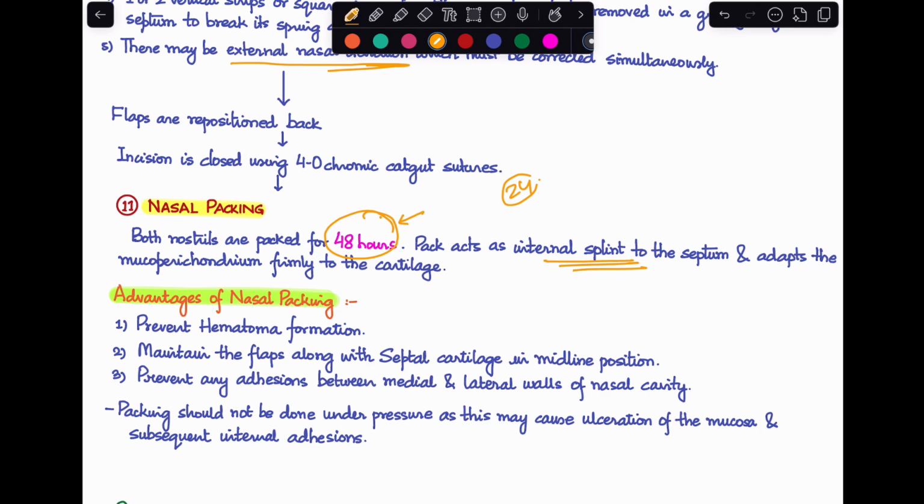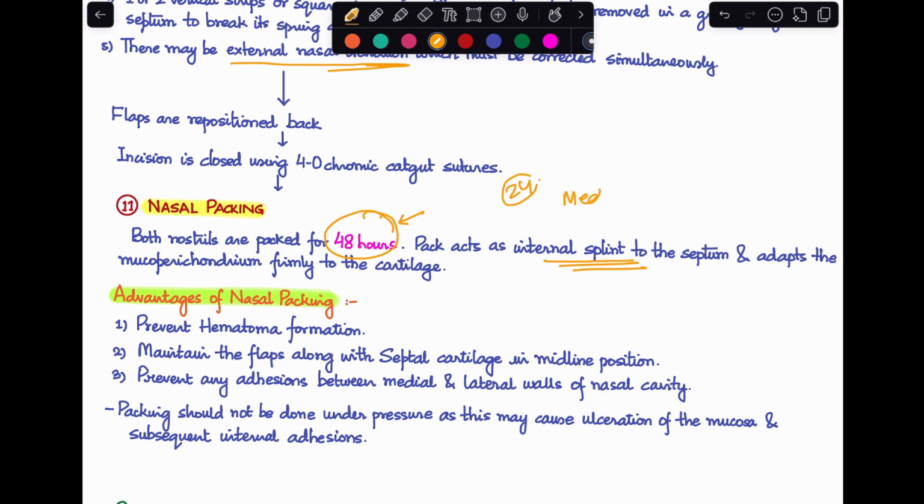So basically, the patient's problem will be back. They'll be complaining of nasal obstruction again. So placing the nasal pack will help in preventing any adhesion between the medial and lateral walls. Now, it is important to remember that the packing should not be done under any pressure, because this may cause ulceration of the mucosa, which will further lead to more issues. So this is the importance of performing nasal packing.